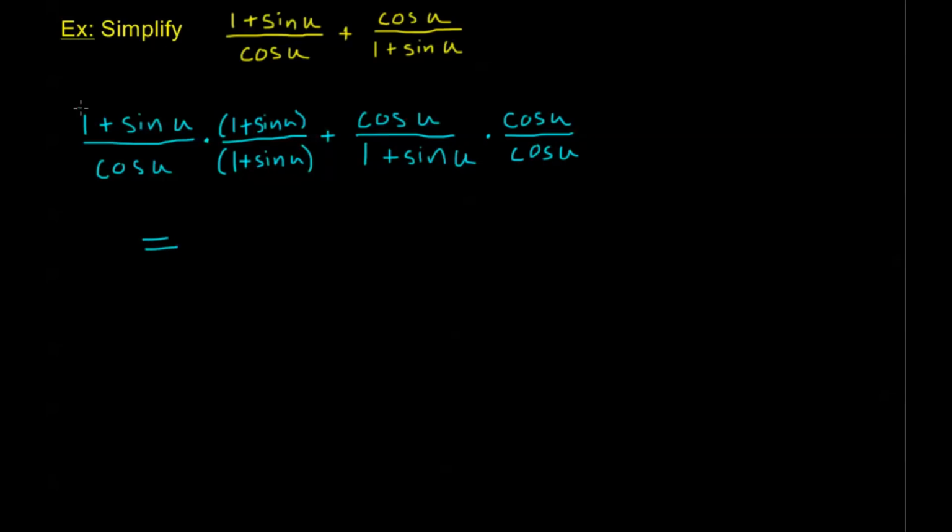Here I have 1 plus sine of u times 1 plus sine of u. So that's going to give me 1 plus sine of u, the whole thing squared. On this side, I have cosine u times cosine u. That's going to give me a plus cosine squared u. And this is all over my new common denominator, cosine of u times 1 plus sine of u.